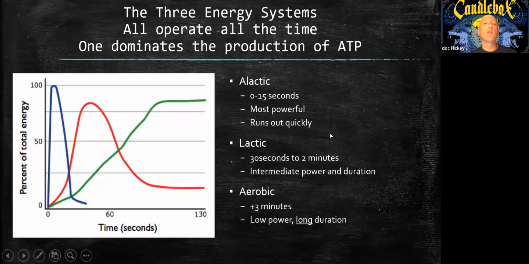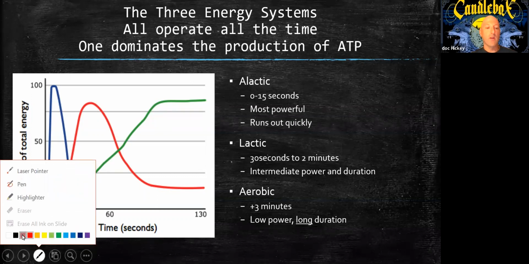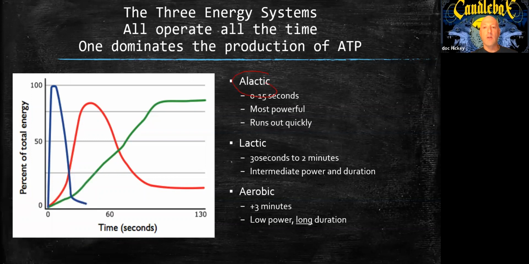So let's take a look at how all 3 energy systems work together. Over here in this graph, we have the blue being the alactic system, the red being the lactic system, and the green being the aerobic system. We can take the alactic and lactic, combine them, package them up, and call them the anaerobic pathways, and then the aerobic system is the aerobic pathway. So our alactic system right here, in the blue, this is going to last for 0 to 15 seconds.